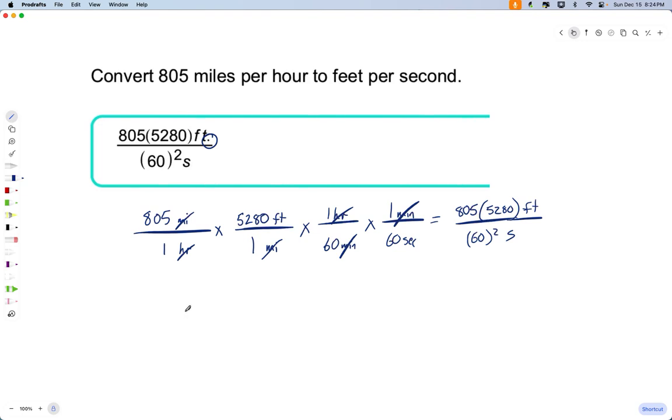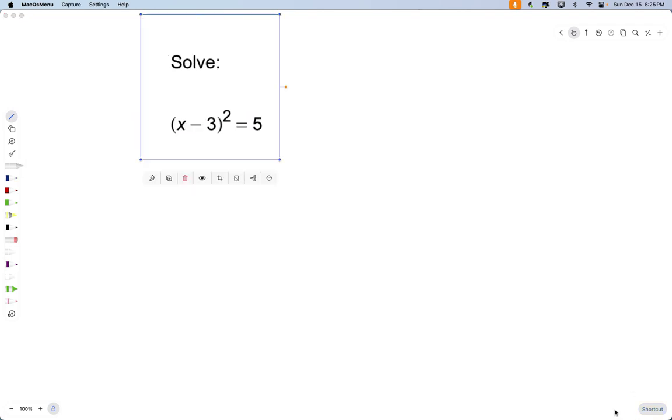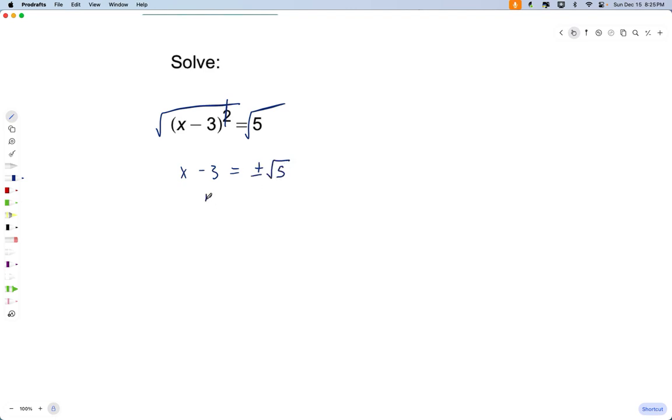All right, we're going to solve this, and we're going to do that by unsquaring. So x minus 3 is equal to plus or minus the square root of 5. Add 3 to both sides. x is equal to 3 plus or minus the square root of 5. That's it.